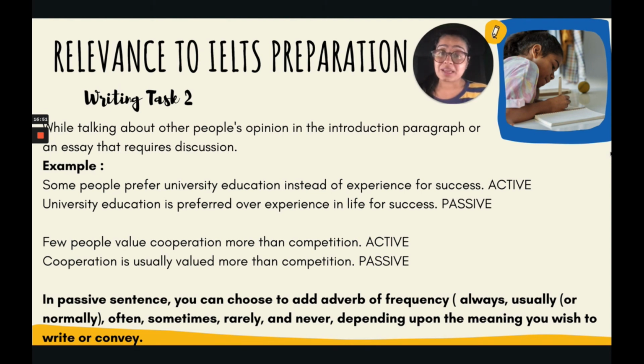Once again, passive voice is preferred while you are paraphrasing the information in the introduction paragraph, and the sentence will look like, cooperation is usually valued more than the competition. Here once again, we have omitted the mentioning of the few people as the subject because they are too obvious and can be avoided. Also, in the passive sentences, you can choose to add adverb of frequency like always, usually or normally, often, sometimes, rarely and never, depending upon the meaning you wish to write or convey in your IELTS writing task 2.